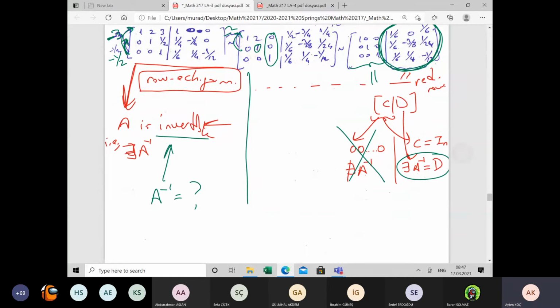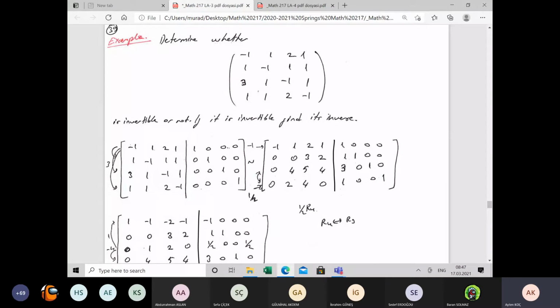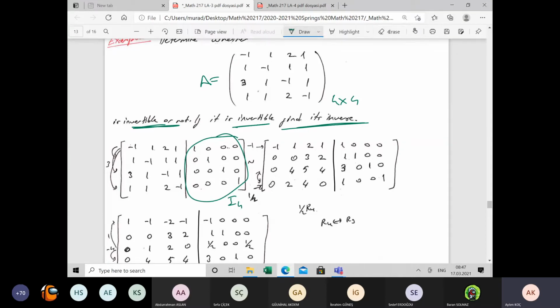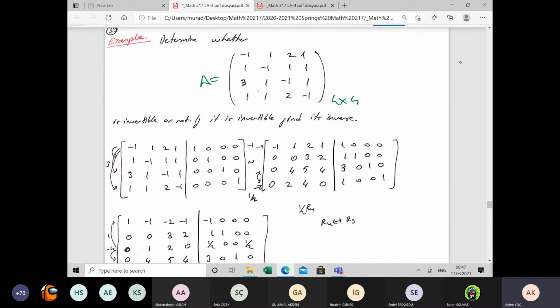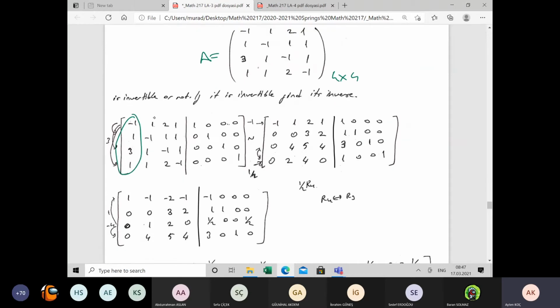Okay, no question. So the next example: determine whether this matrix is invertible or not, and if invertible, find the inverse. Our matrix A here is a 4 by 4 matrix, so this one should be the 4 by 4 identity matrix, of order 4. Use some elementary operations, of course, to get the reduced row echelon form. Our aim here, first of all, is to get 1, 0, 0, 0.